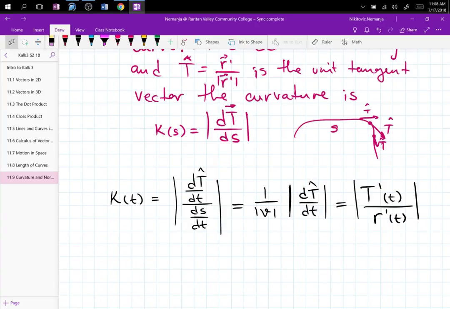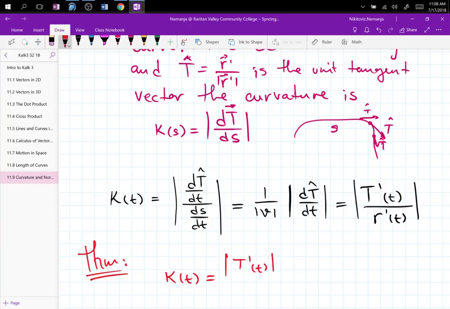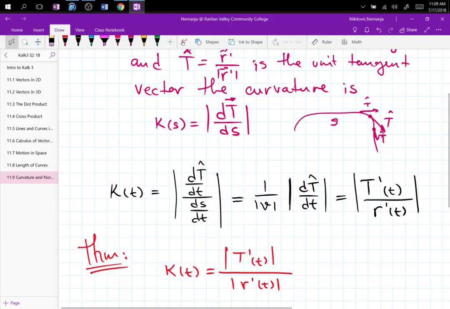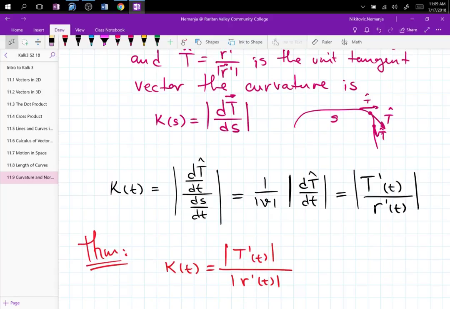So now we can state that as a theorem, which is technically just a formula, that kappa of t will be calculated as the magnitude of T prime of t divided by the magnitude of r prime of t. So this formula doesn't actually define what we are working with, but it does give us a way to compute it. So to understand the concept, we use the upper definition. To compute things, we use the one on the bottom.